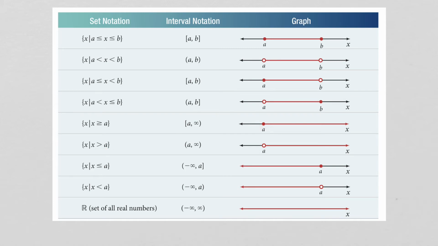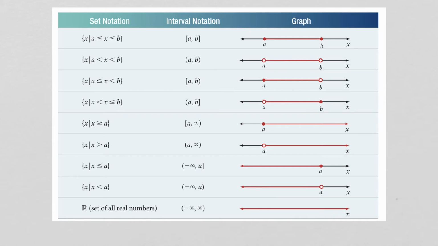If a is not included, we change that bracket to a parentheses. We change it to an open circle. And then, of course, we can also talk about x is less than a. That just means we want all the numbers to the left of a. And again, we can look at whether it's included or not included, etc. And finally, we get down to the last set, which is the set of all real numbers, which means all numbers from negative infinity to positive infinity. And the graph for that, of course, is just going to be shading everything.